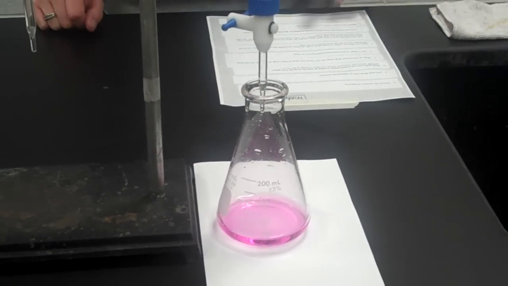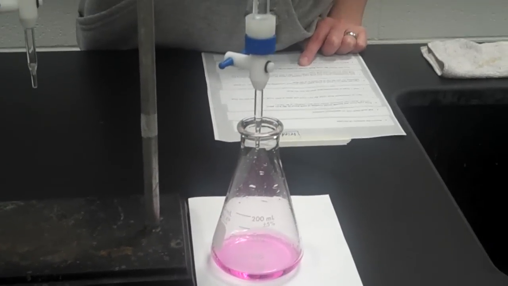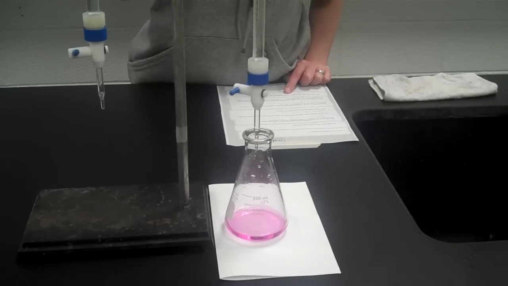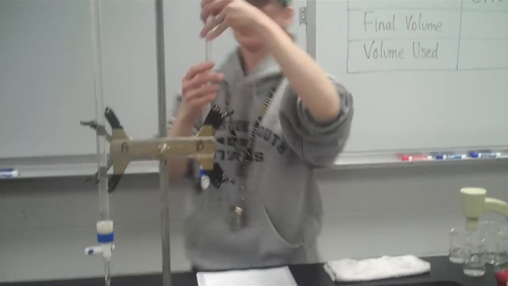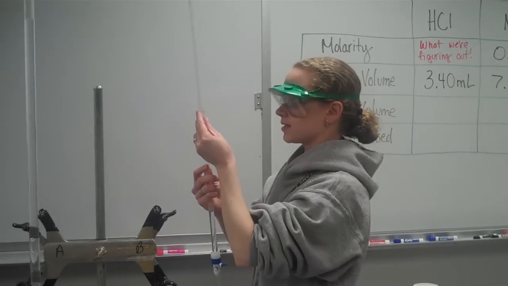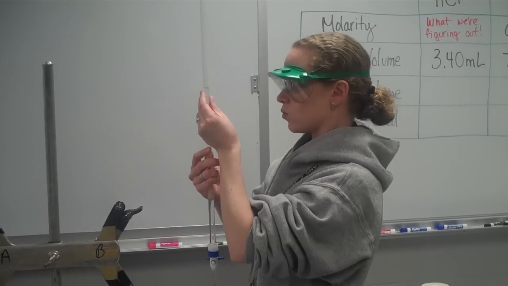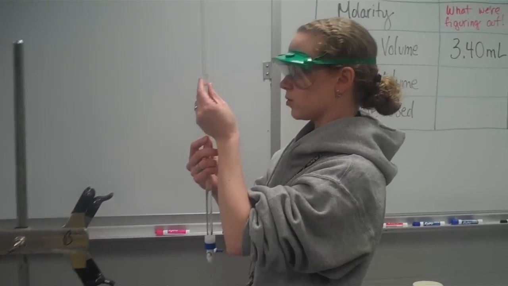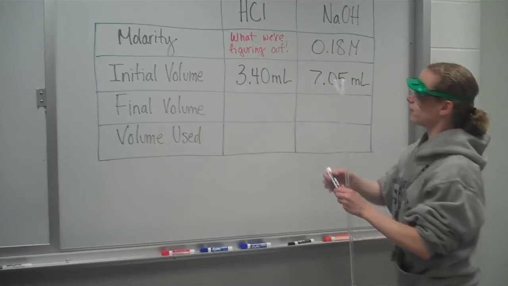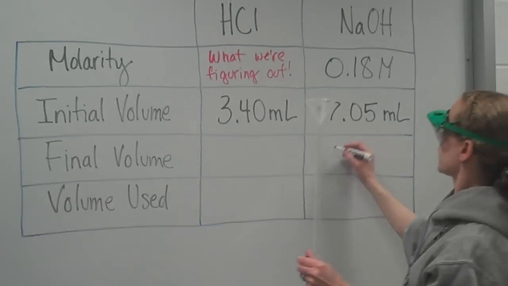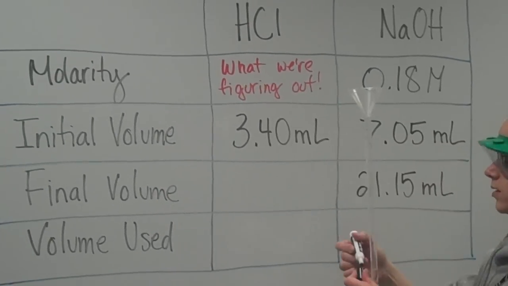Okay, now that I've reached my end point, the data I have to record is the final volume for my base and for my acid in my data table. So once again, I'll take the burette out. I'll hold it at eye level so I can see where the meniscus is. And it looks like it's between 21.1 and 21.2. So for my base, I'm going to write 21.15 milliliters.